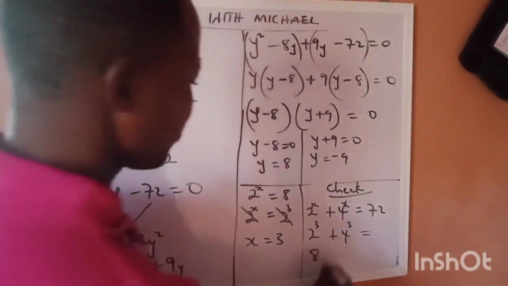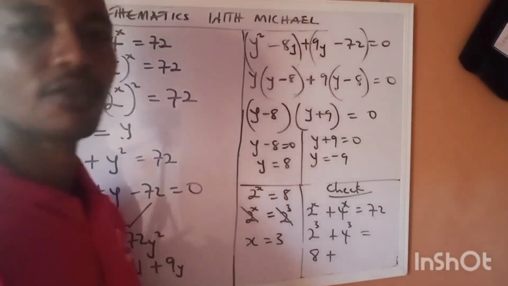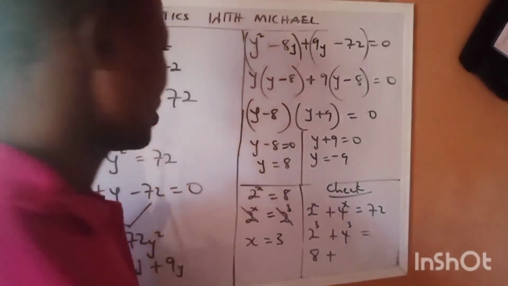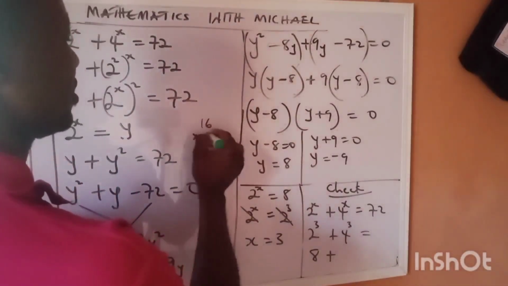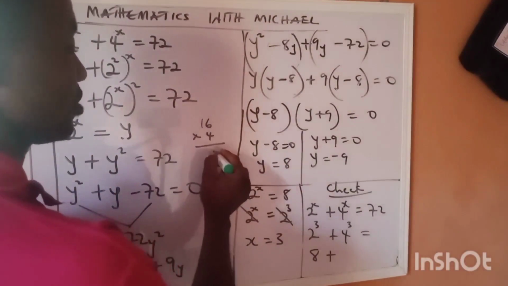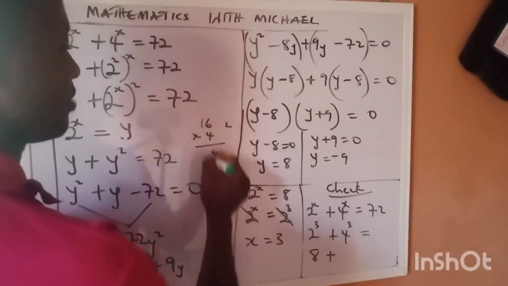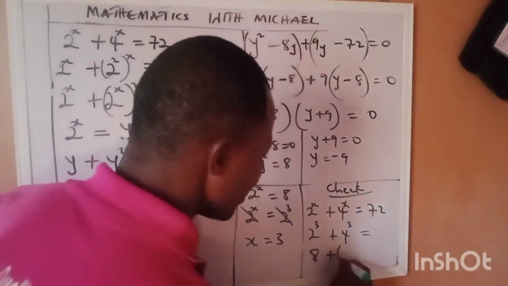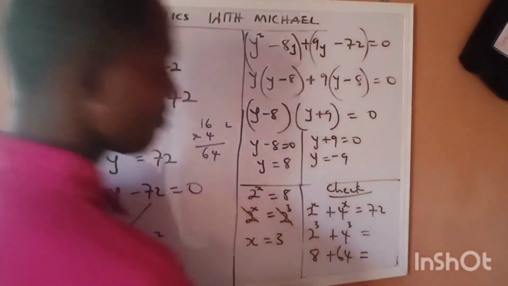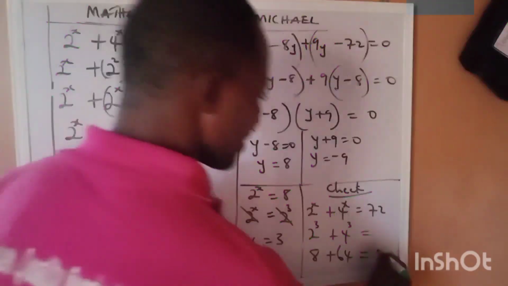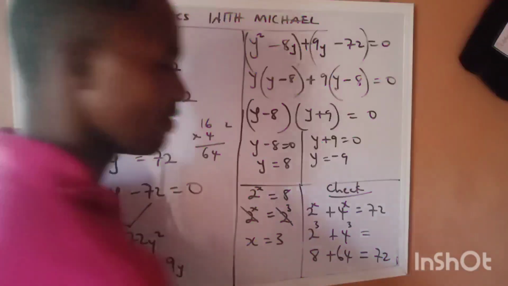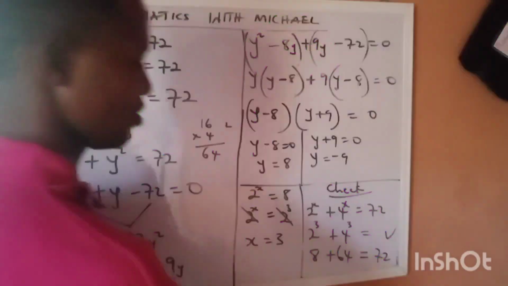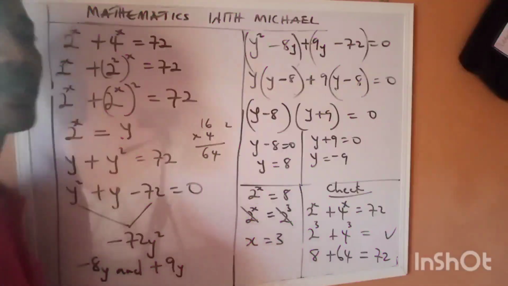Okay, and 4 raised by 3: 4 times 4 is 16, 16 times 4. 16 times 4 should give me 4 times 6 is 24, and 4 times 1 is 4 plus 2, that's 64. So I'm having 64. Will 64 plus 8 give me 72? I think yes. So definitely I'm correct. So the real value of x is 3.